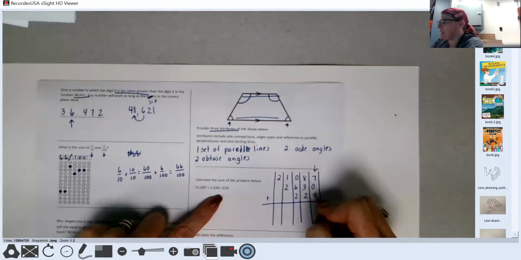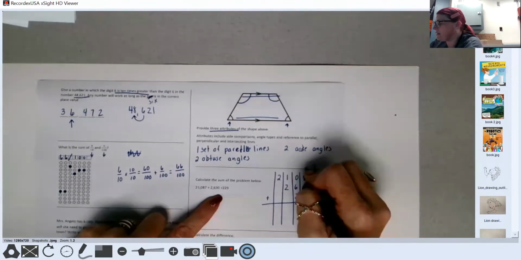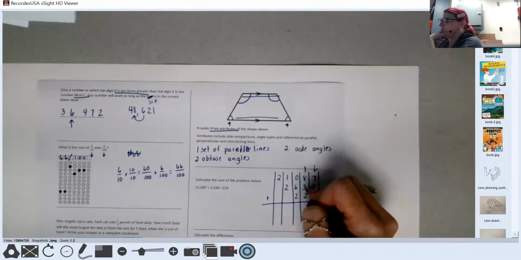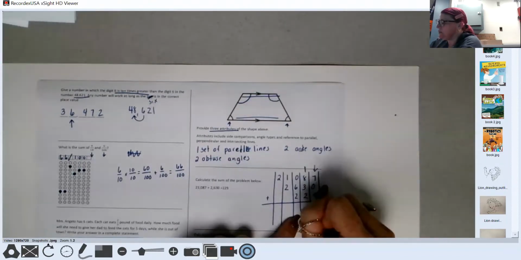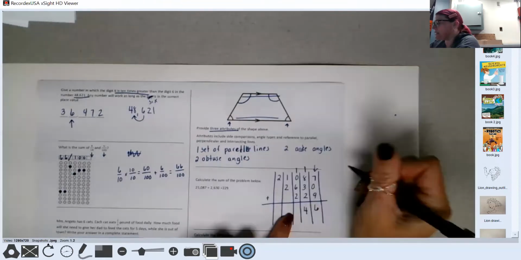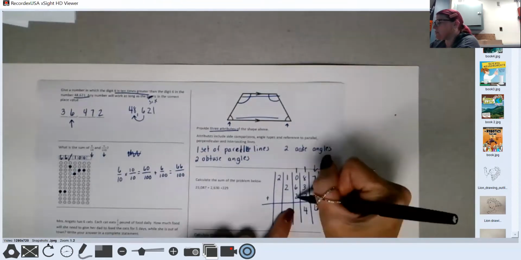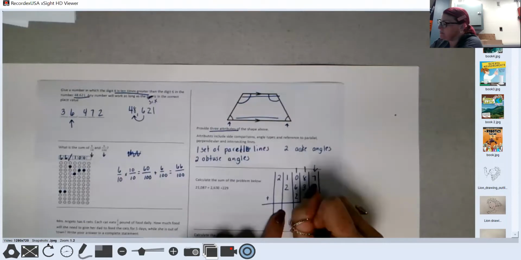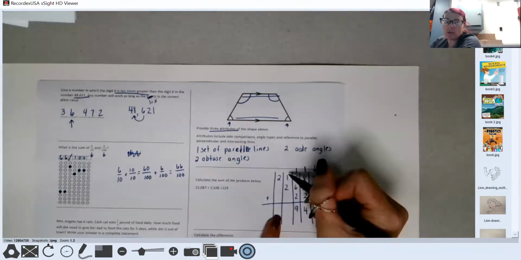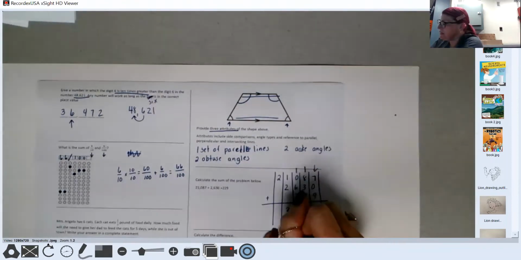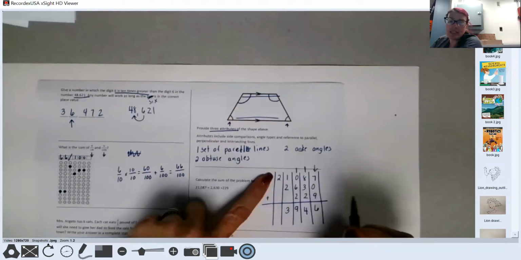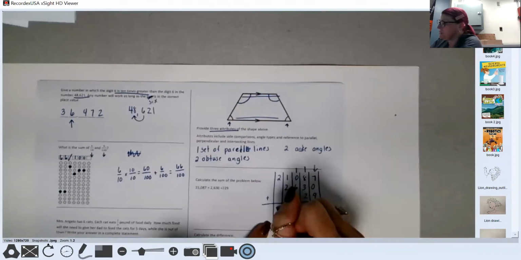7 plus 9 is 16. Regroup a 1. 1 plus 3 is 4. 4 plus 2 is 6. 6 plus 8 is 14. Regroup a 1. Moving to my hundreds place. 1 plus 2 is 3. Plus 6 is 9. Move to my thousands place. 1 plus 2 is 3. And moving to my 10,000s place. 2 plus nothing is 2.